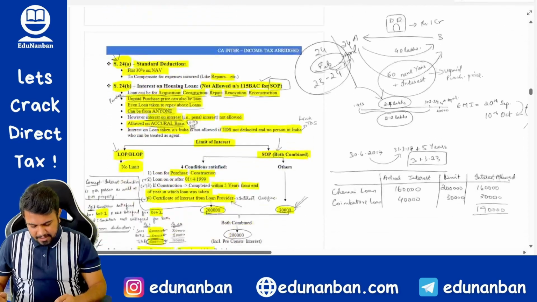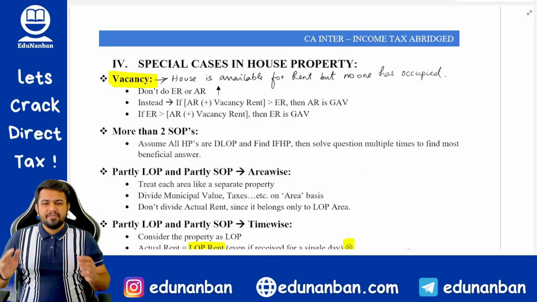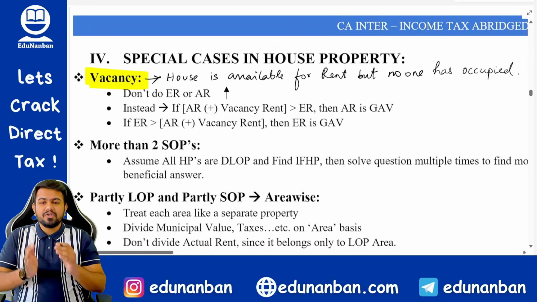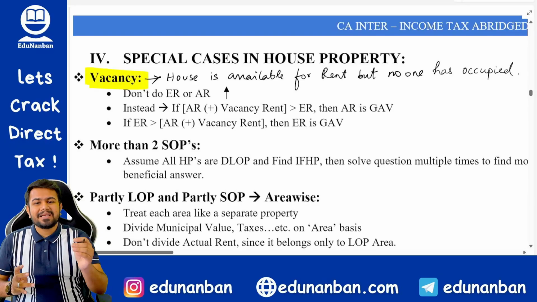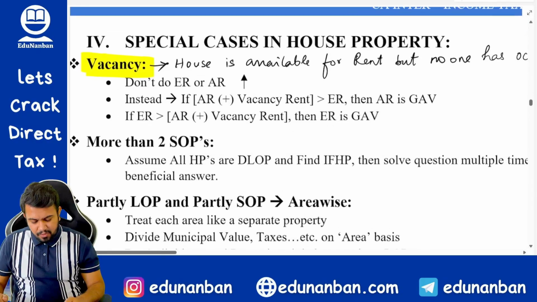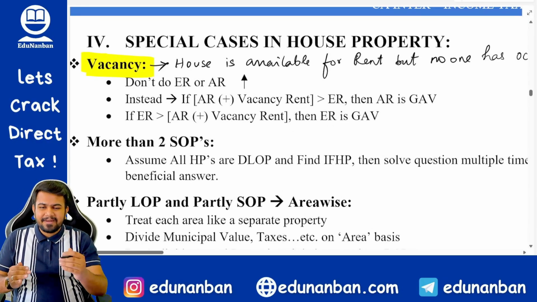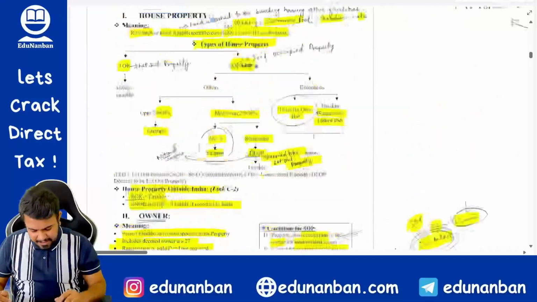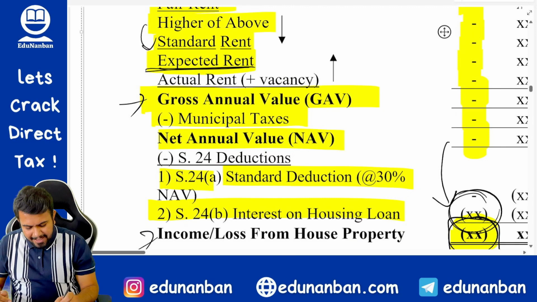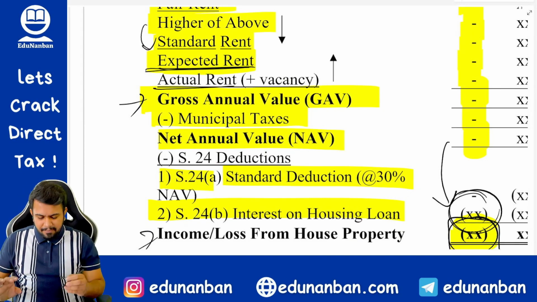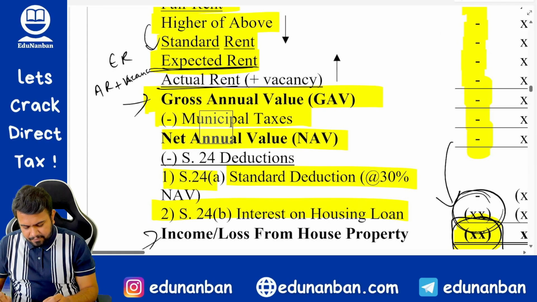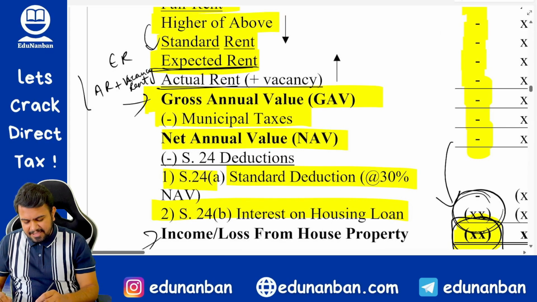Now let us discuss all the special concepts. Firstly, let us discuss the concept of vacancy. Sir, vacancy means what? Vacancy means the house property is available for rent, but no one has come and occupied the house property. That is only called vacancy. So in case of vacancy, what to do? In such case, don't do that expected rent with actual rent comparison. In case of vacancy, you are not going to compare expected rent and actual rent. Then what are you going to compare? You compare expected rent with actual rent plus vacancy rent and see whichever is higher.